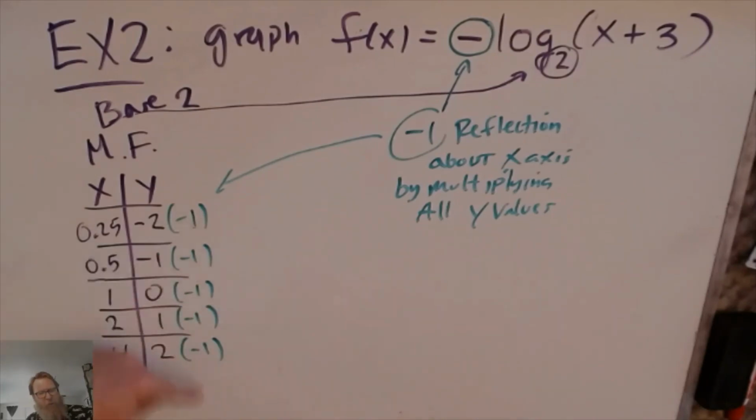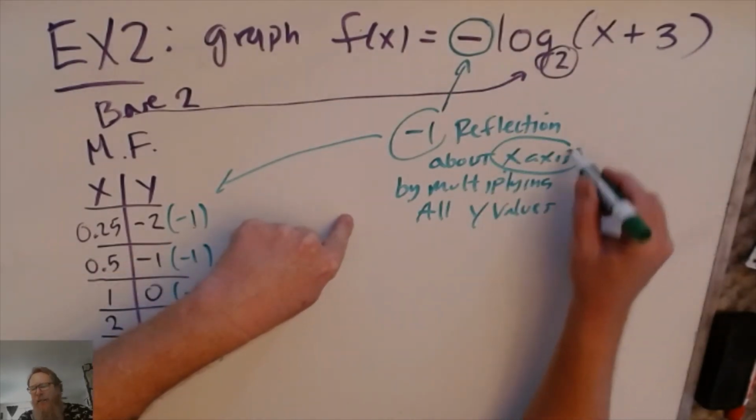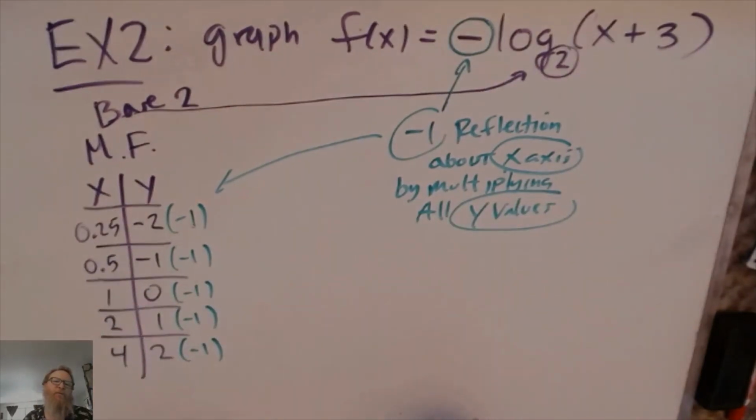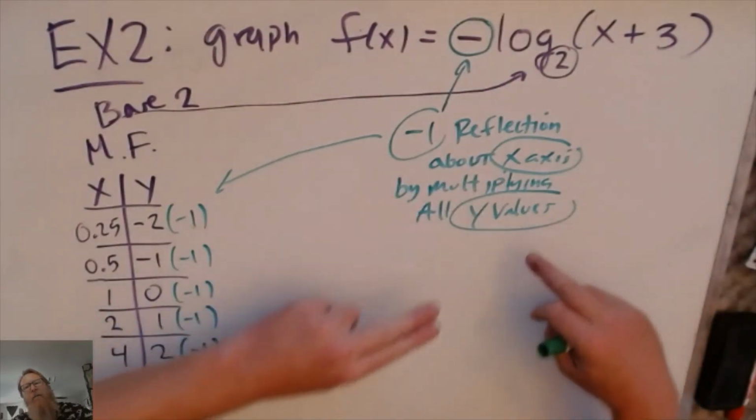Make sure that you do the right side. If you reflect the x-axis, you multiply the y values. I can't tell you how many times I've seen people memorize x-axis and then they'll accidentally do the x values. But the x-axis is the y values.